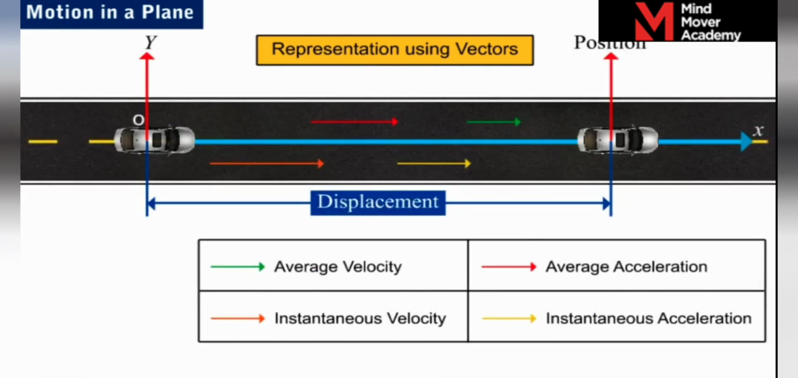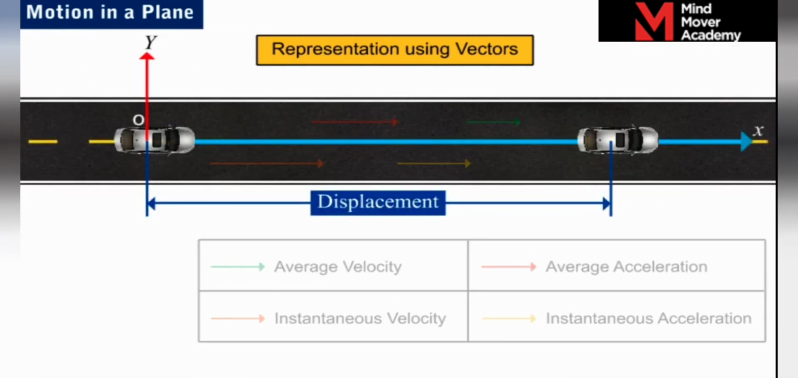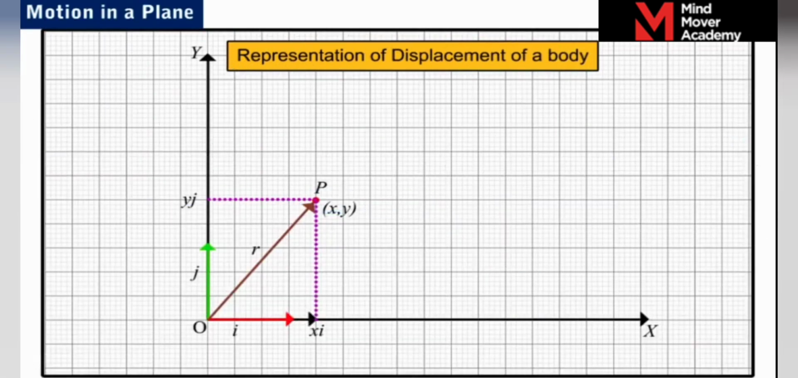Next, let's discuss how to represent displacement of a body using vectors. Consider the same body to move along a curve in the xy plane. The body is at point P at time t and at Q at time t dash.